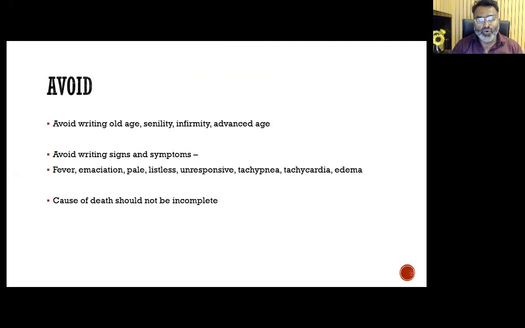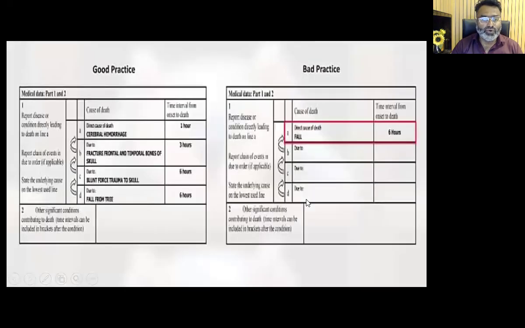Avoid writing old age, senility, infirmity, advanced stage as the cause of death, because that is mode of death. It cannot be cause of death. There has to be some cause to it. Avoid writing signs and symptoms like fever, emaciation, listless, unresponsive, tachypnea, tachycardia, edema. These are all symptoms, not the disease per se, which led to cause of death. Cause of death should not be incomplete. Many times it is incompletely filled, not correctly filled. The handwriting is not readable, legible. So these things we have to avoid.